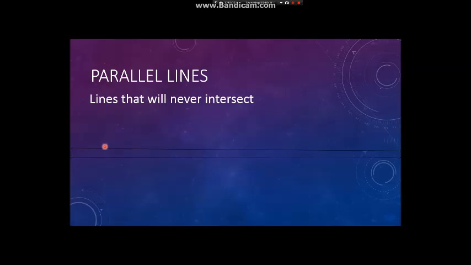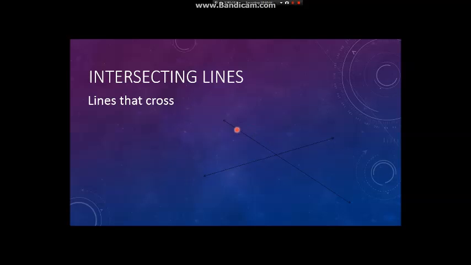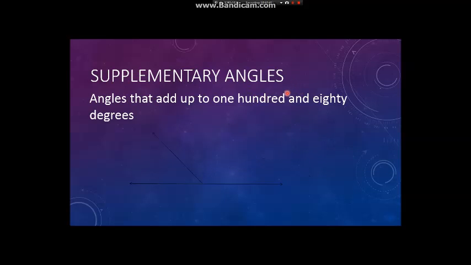Parallel lines. Lines that will never intersect. As you see, these are not exactly straight. These would intersect, but I do not have a completely straight line available when I was making the slideshow. So these lines will never intersect. Perpendicular lines. Two lines that intersect and form a right angle, which can be represented like this. Obviously not perfect. Intersecting lines. Lines that cross. These are just crossing lines.